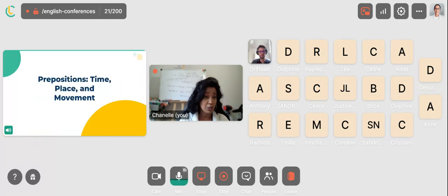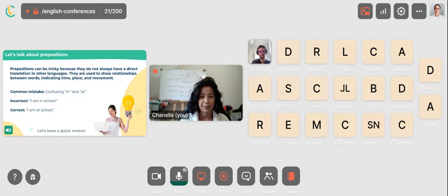Let's move on to prepositions. Time, place, and movement. Prepositions can be tricky because they do not always have a direct translation in other languages. They are used to show relationships between words, indicating time, place, or movement. So one such common mistake is confusing in and at. For example, incorrect to say I am in school. Generally we say I am at school. But let's have a quick review.